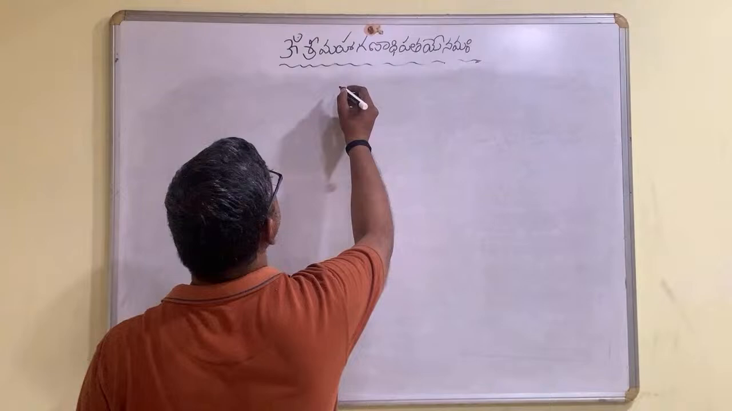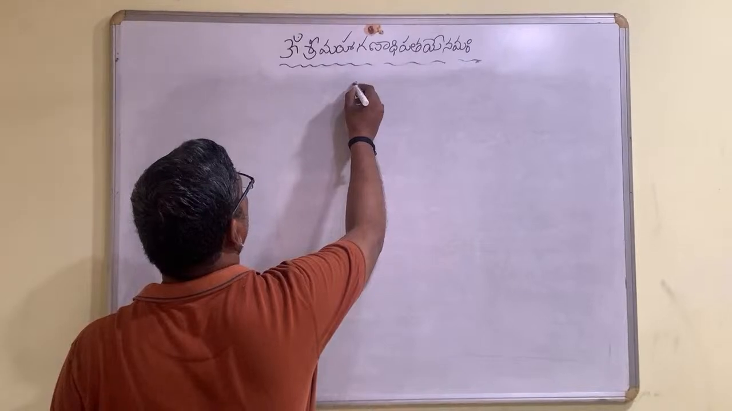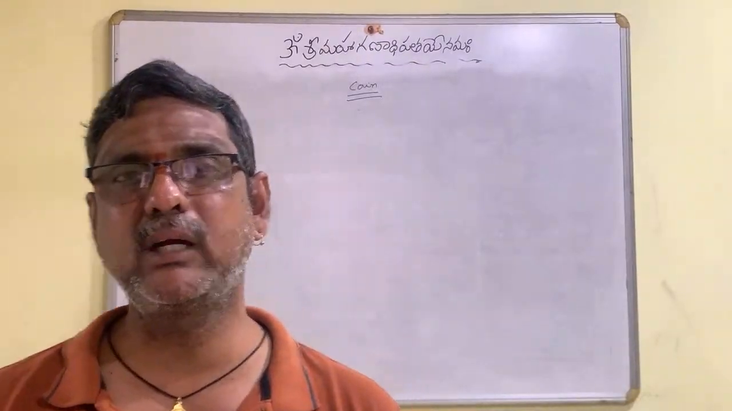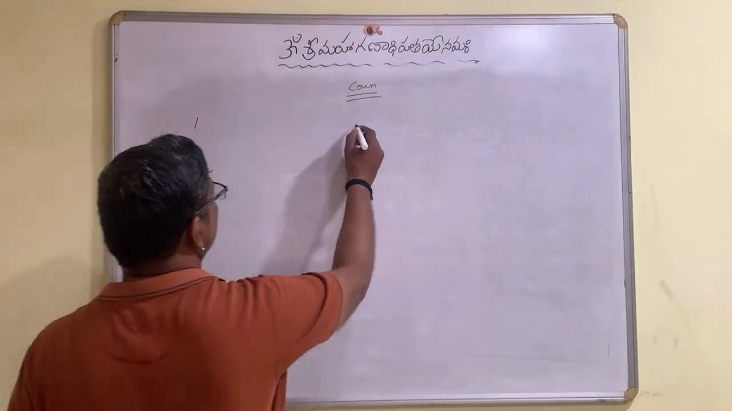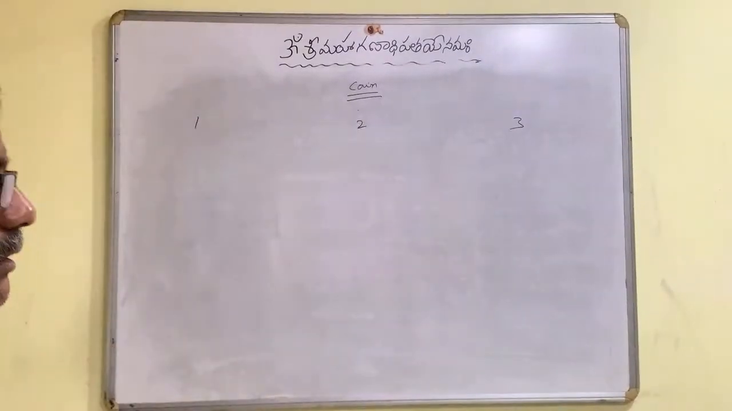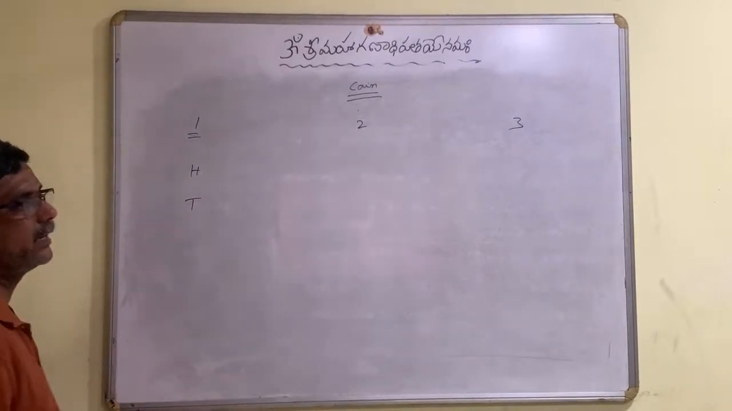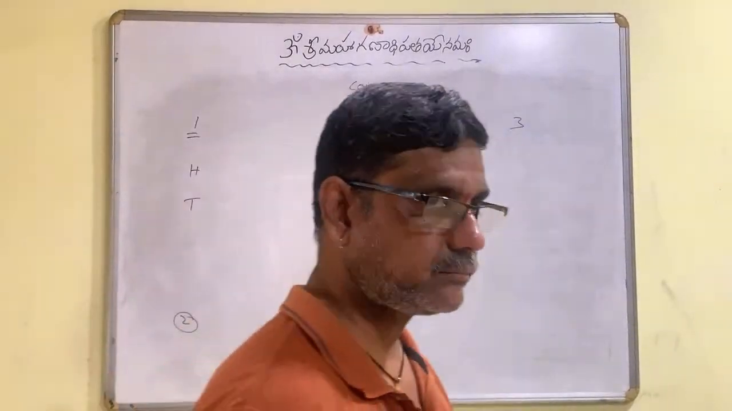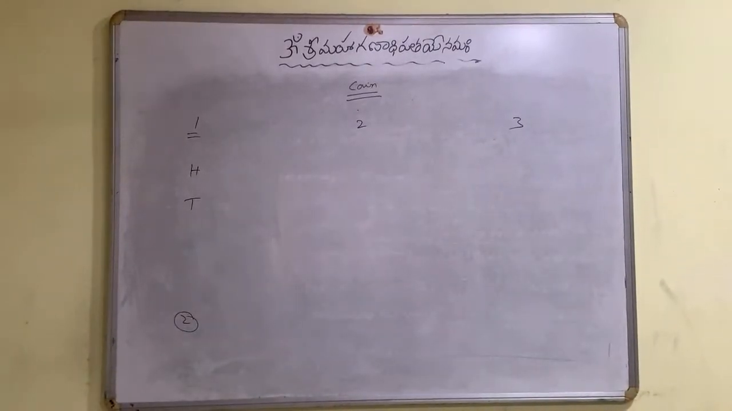Children, I am going to write possible outcomes for coin problems. Note it down, okay? One coin, two coins, three coins. For one coin, possible outcomes are head or tail. Only two possible outcomes you'll have when you toss one coin, means one coin experiment.